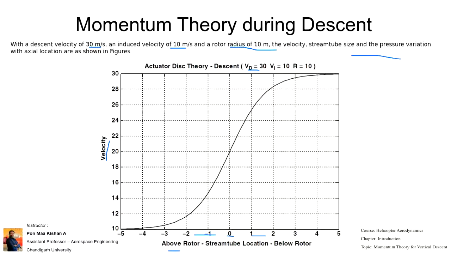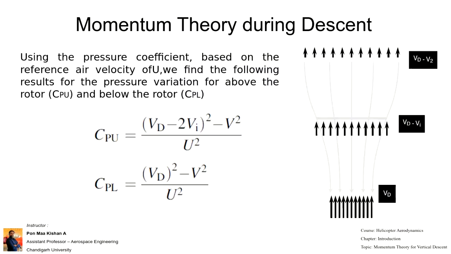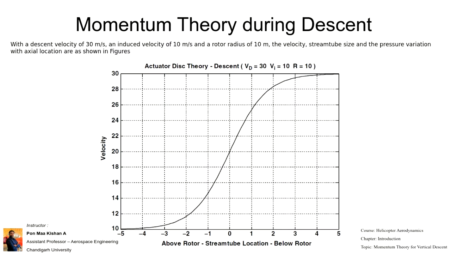Based on the descent criteria, let's get back to the image once. The velocity below the rotor will be large, nearly 30 meters per second, at the initial stage. When it is coming to the rotor system, it keeps on reducing. When it reaches the rotor, it is nearly half.